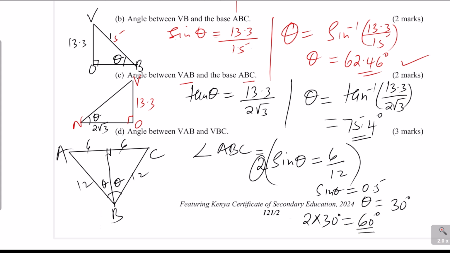We already knew that it is 60 because it is an equilateral triangle, but for you to get these 3 marks, you don't just need to write the answer there, you need to show the workings. So that is how you're supposed to solve that question.